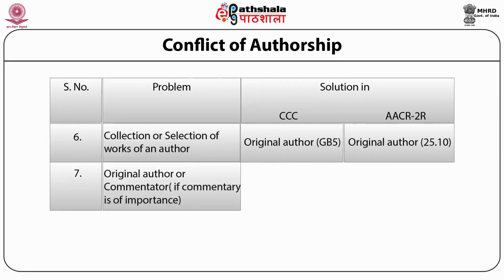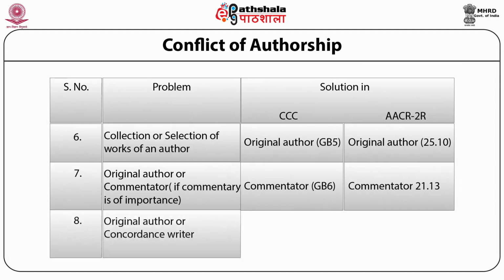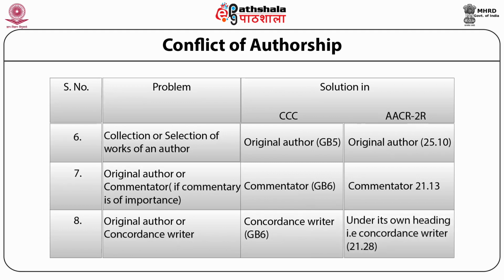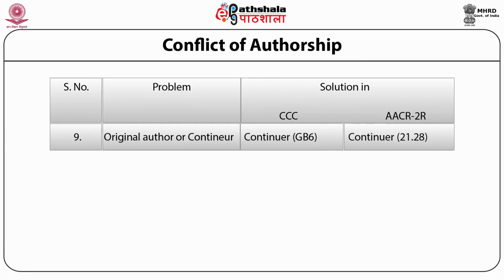Original author or commentator, if the commentator is of importance. Commentator, rule number GB 6 of CCC. Commentator, AACR rule number 21.13. Original author or concordance writer. Concordance writer as per rule GB 6, under its own heading, that is concordance writer, rule number 21.28. Original author or continuer. Continuer, CCC rule number GB 6. Continuer, AACR rule number 21.28.